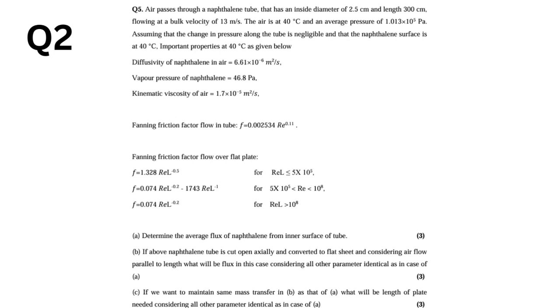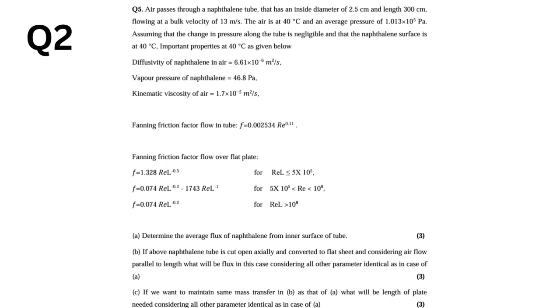In this problem, we have a circular naphthalene tube with an inside diameter of 2.5 centimeters and a length of 300 centimeters, and air is flowing inside it with a bulk velocity of 13 meters per second. The air is entering at 40 degrees Celsius and the average pressure of the surroundings is 1 atmosphere, that is 1.013 × 10^5 pascals.